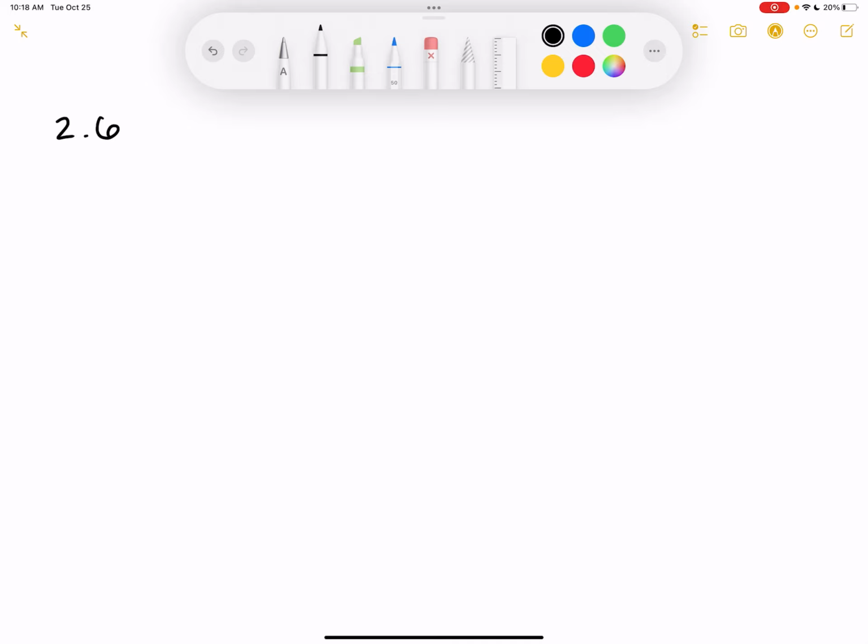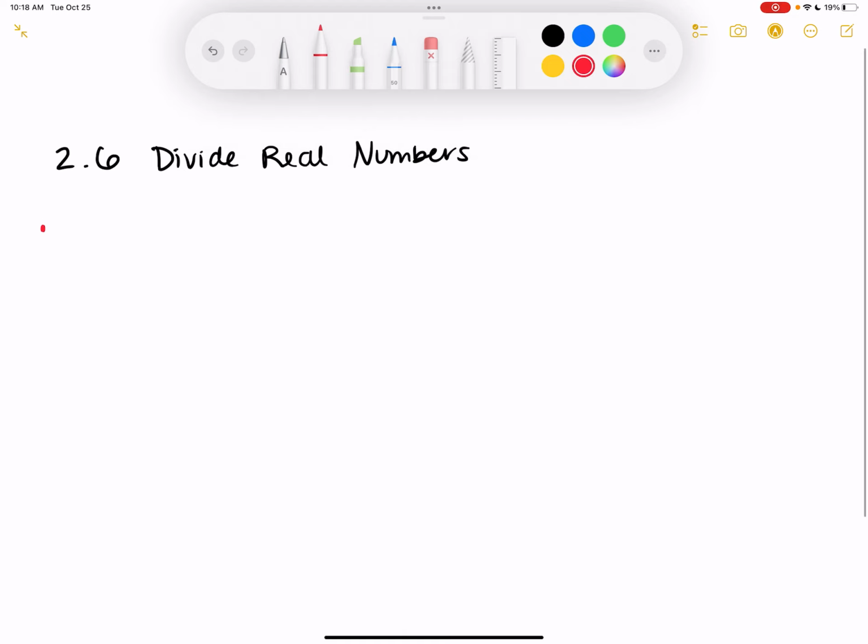All right, 2.6, divide real numbers. So, just a definition because it's going to come up. You're going to hear it different points and whatever.